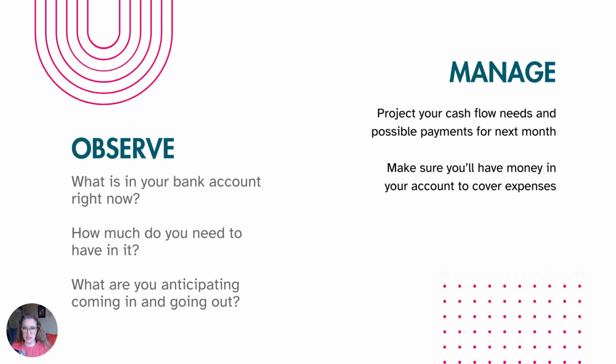So, the first thing that I tell most of my clients is that you just want to observe. You need to know what's in your bank account right now. You want to know how much you need to have in your bank account to cover certain expenses like rent, like payroll. And then what are you anticipating coming in and going out within a certain period of time, say over a month or over a quarter or even over a week?